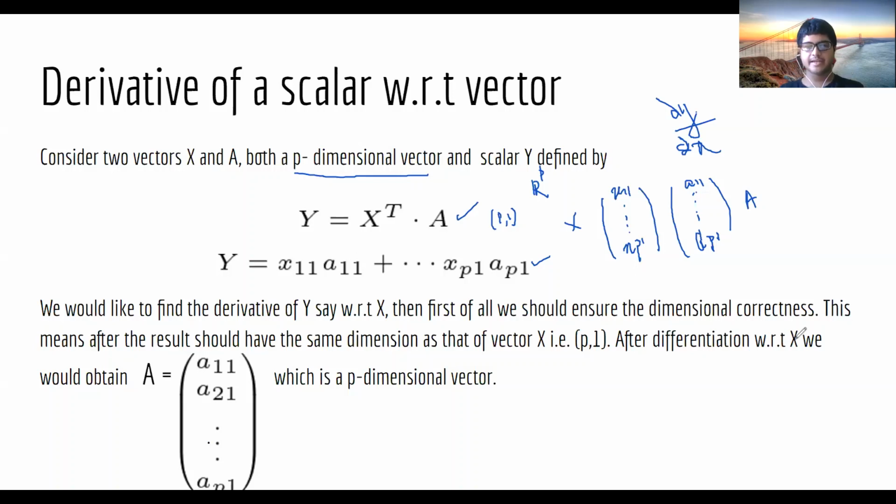Now that is what I have written here. This means the result should have the same dimension as that of the vector x, that is p comma 1. After differentiation with respect to x, we would obtain a, which is a p-dimensional vector. Now how we obtain this, I'm going to show in the next slide. But remember, the result finally is going to be this vector a only. What I want to say is that if I find dou y by dou x, where x is the vector and y is the scalar, I'm going to get a here.